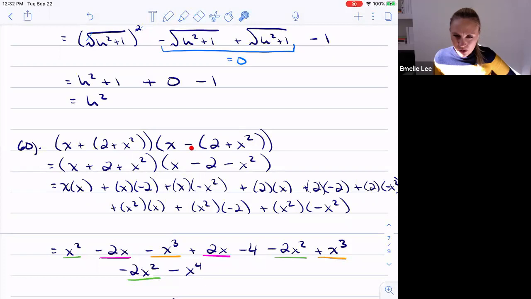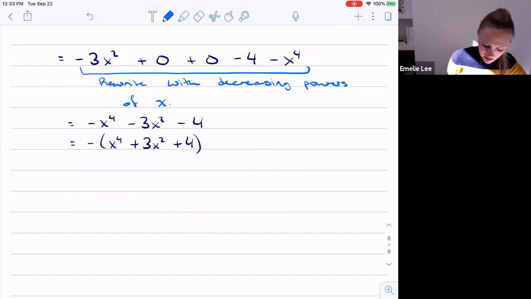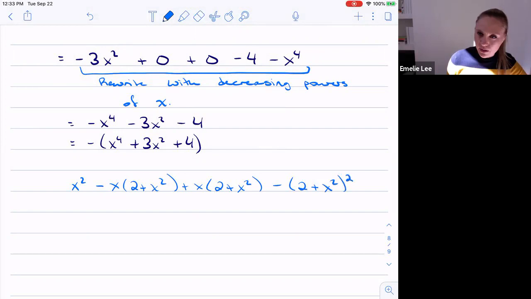So then you've got, I think the problem is, okay, so let's just write it out here. So what we've got is, so everything, that looks good. I'm just going to write out what you have here. X squared minus x times 2 plus x squared, plus x times 2 plus x squared, minus 2 plus x squared, squared.